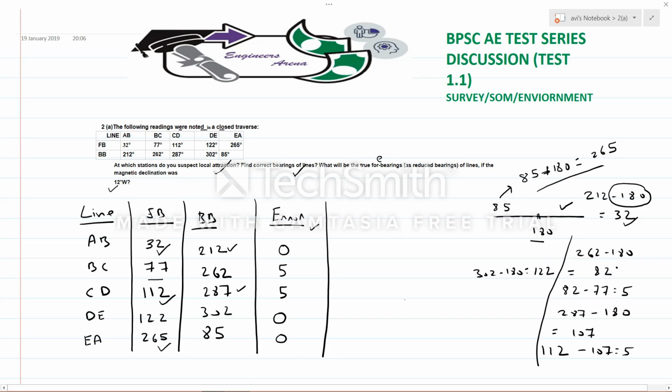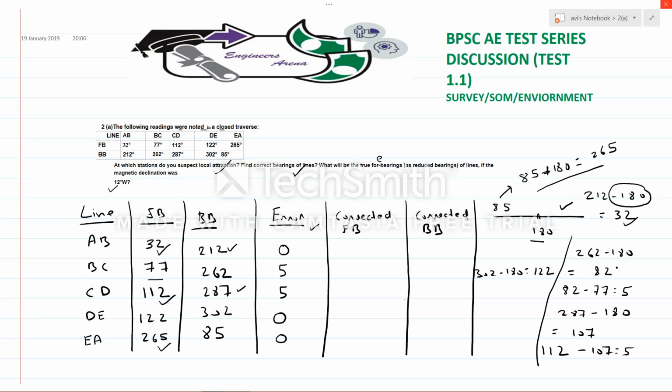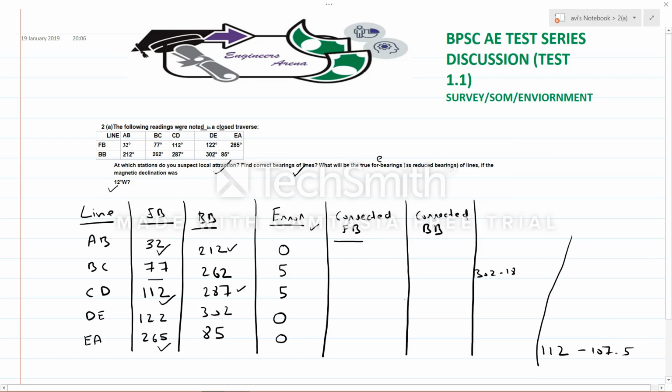Now we want to calculate the corrected fore bearing and corrected back bearing, because here we found the error. I will be deleting this; you can show it in rough or you can calculate. So you see that line BC and line CD have an error of 5 degree. That means C is common in both. That is station C. From here we can infer that station C is affected by local attraction. I am writing local attraction as LA.